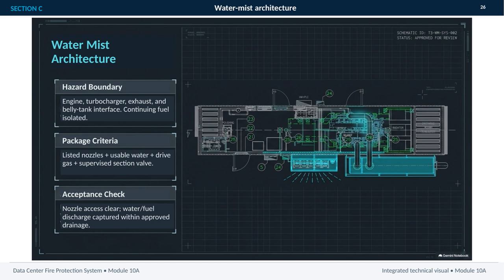The acceptance check then focuses on practical access and containment. Nozzle access must remain clear, so the equipment can be inspected and maintained. Any water or fuel discharge must also be captured within approved drainage. The key acceptance principle is that protection must be both deployable and safely managed after discharge.